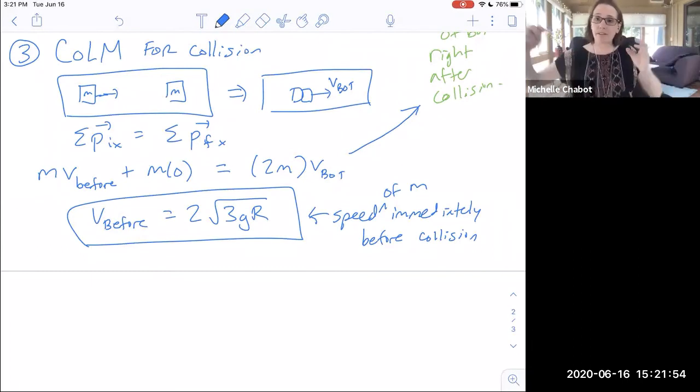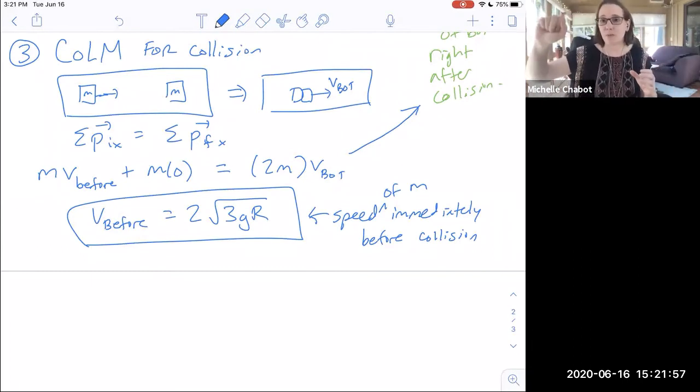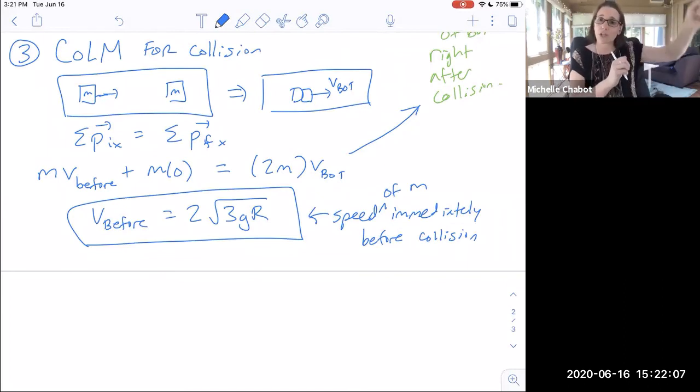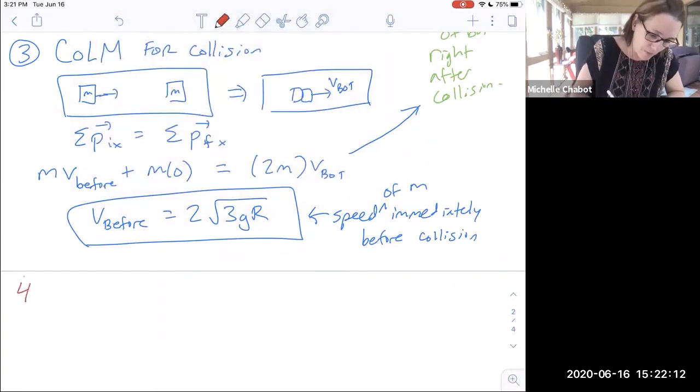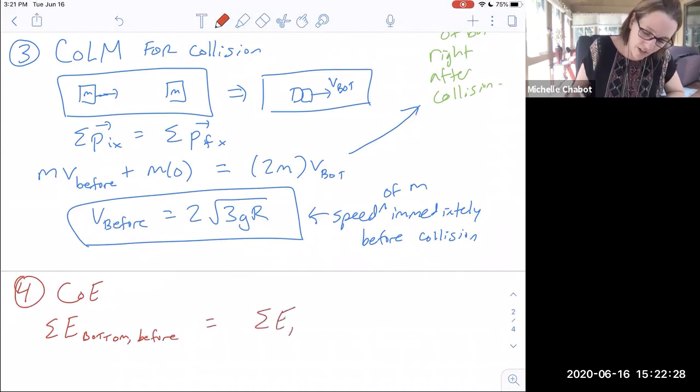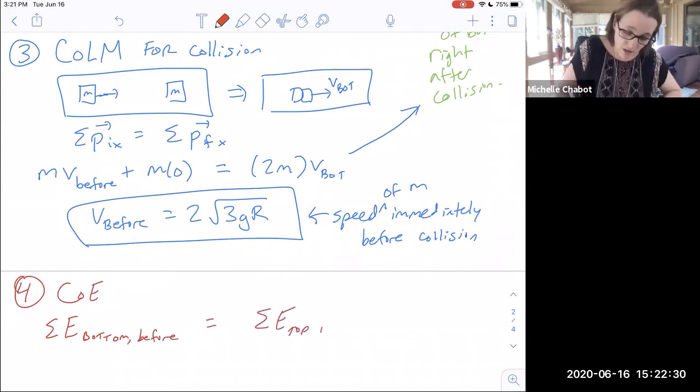Awesome. So last step. We now have used Newton's second law, gotten the speed at the top, translated that with conservation of energy to a speed right after the collision, conservation of linear momentum. Now we know the speed right before the collision. Now we have one last energy step, a change in height, to get our final result. So let's go ahead and do that. So step 4 will be conservation of energy. And so I'm going to say the sum of all the energy at the bottom before the collision is equal to the sum of all energy at the top of the first hill.